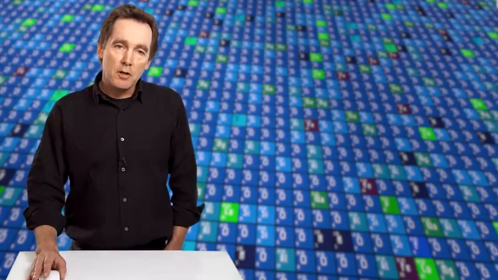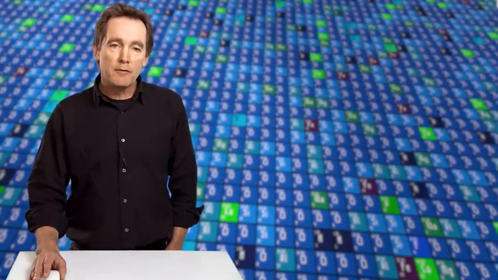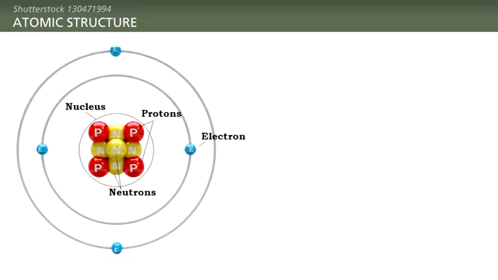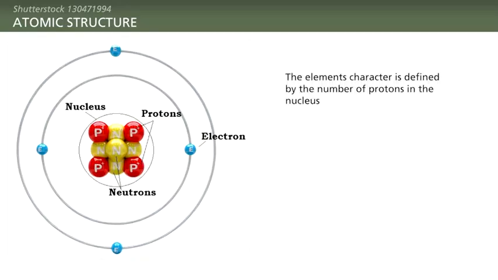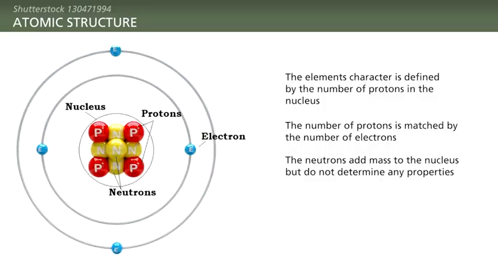So let's just review for a second the atomic structure. We have the nucleus of an atom, which is made up of two fundamental particles, neutrons and protons. The element's character is defined by the number of protons in the nucleus, and the number of protons is matched by the number of electrons in the shell of electrons that are orbiting around the nucleus. The second fundamental component of the nucleus are neutrons. If the protons give the element its fundamental character, the neutrons are adding mass to the nuclei, but don't actually determine any of the properties.